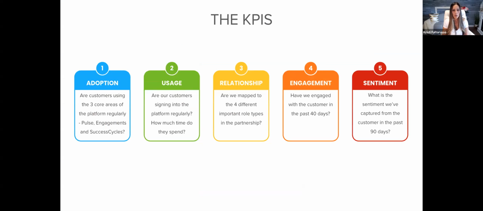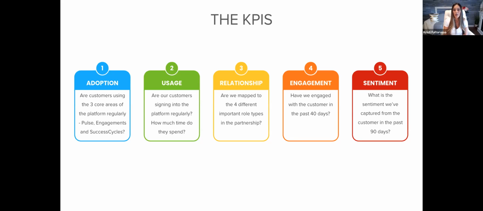Okay, there we go. Sorry, my mouse was not working. So with regards to the KPIs, I've broken this down a couple different ways. With adoption, for us, there's a lot of core different modules in our platform, but I know that there's 3 that really are going to help me understand if my customers are using the product in a way that's going to drive value, based off of what I know to be true of the outcomes of our solution.